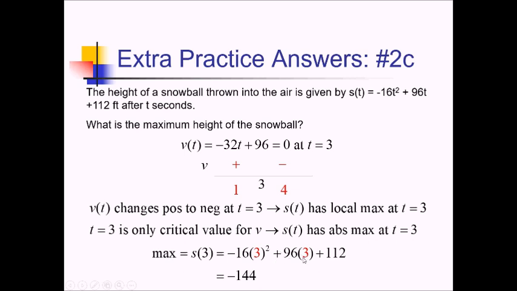Over here, 96 times 3. 3 times 90 is 270. 3 times 6 is 18. 270 plus 18 gives us 288. And then we have a 112 that we're adding on the end there. Now this 112 seems kind of inconvenient, but it's actually really nice because 288 plus 112 comes out to exactly 400. So you're basically just doing 400 minus 144, which is going to be 256, and that is the height, so that's going to be in feet.